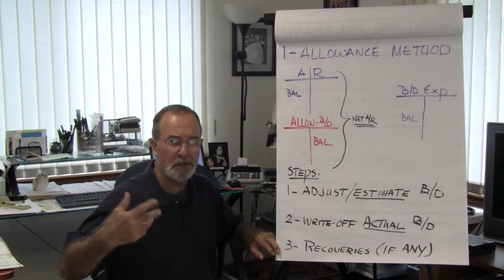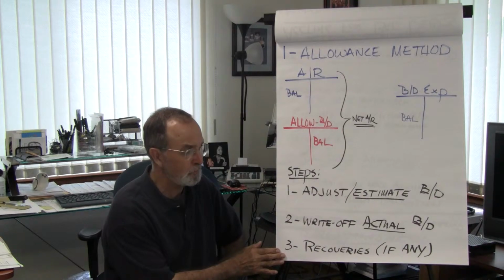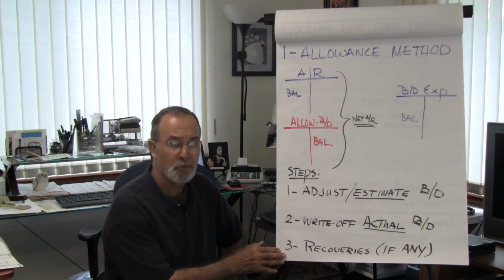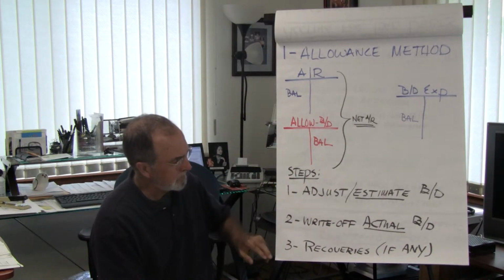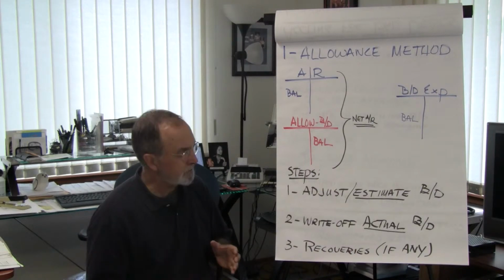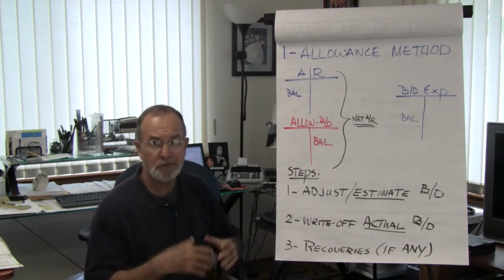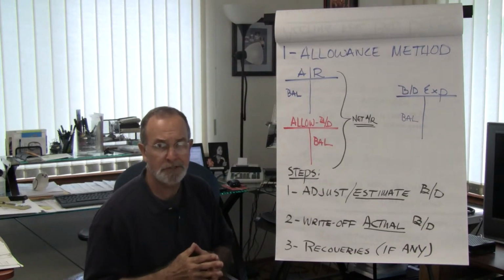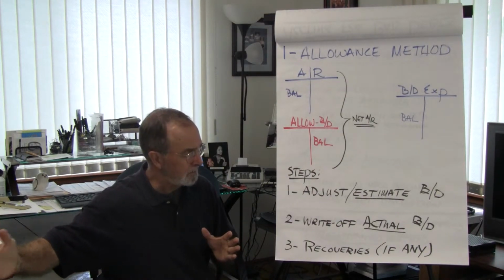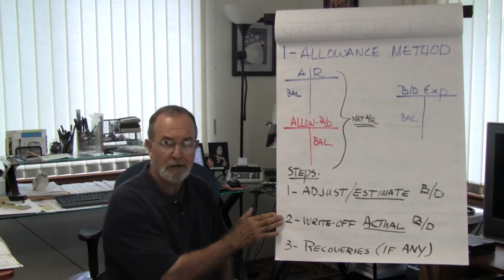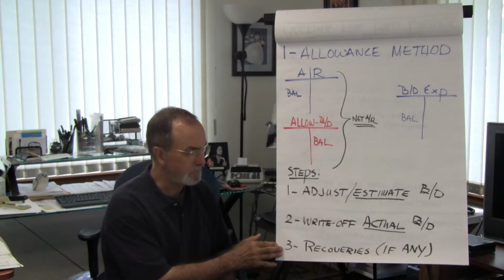Usually we would continue collection efforts of one sort or another. And so from time to time we may have recoveries of previously written off bad debts. So each of these steps would require a journal entry. In the first step, it's an adjusting journal entry, and in steps 2 and 3, those would be regular journal entries made at any time during the accounting period based on the circumstances, either a write-off of an account or a recovery of an amount previously written off.